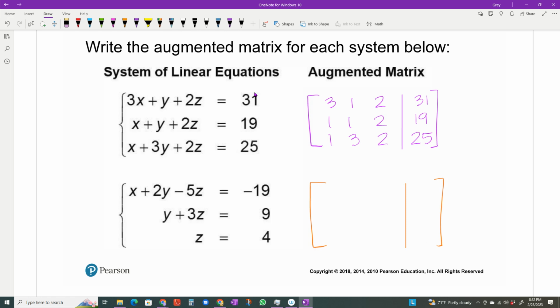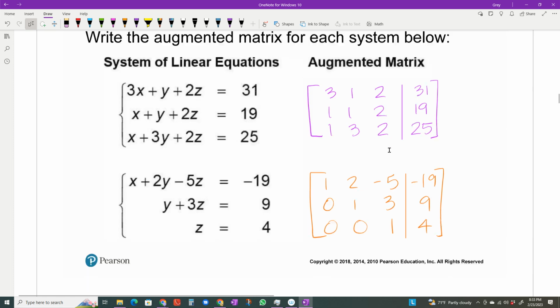The first row, 1, 2, -5, and -19. But if you notice on the next one, and again, it helps to line up those variables, this is going to be 0, 1, 3, and then 9. And then the last one is going to be 0x, 0y, and 1z, and then a 4. So that is one thing you've got to know how to do.